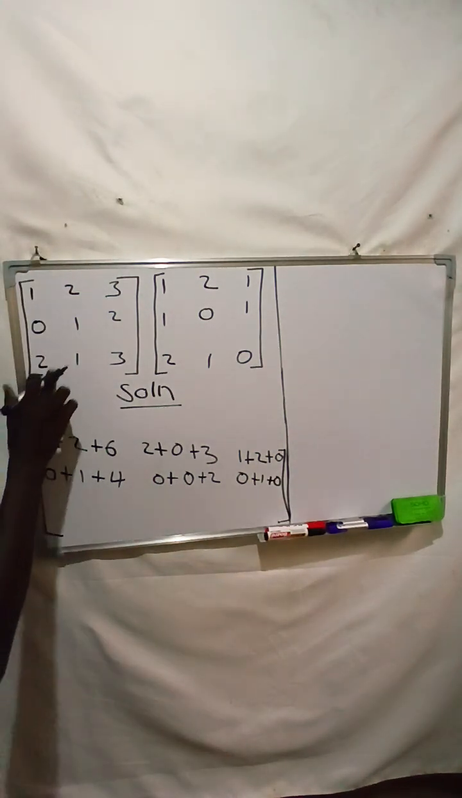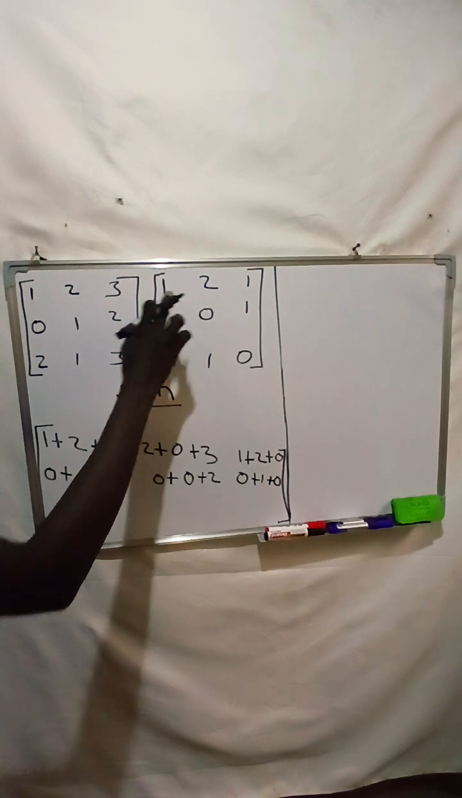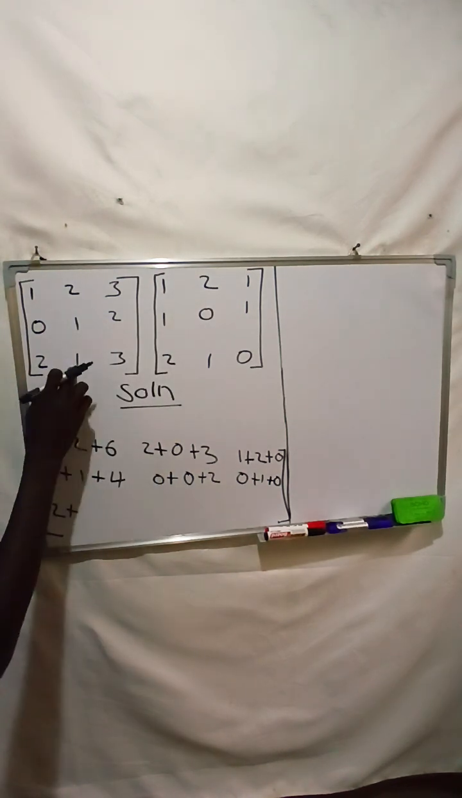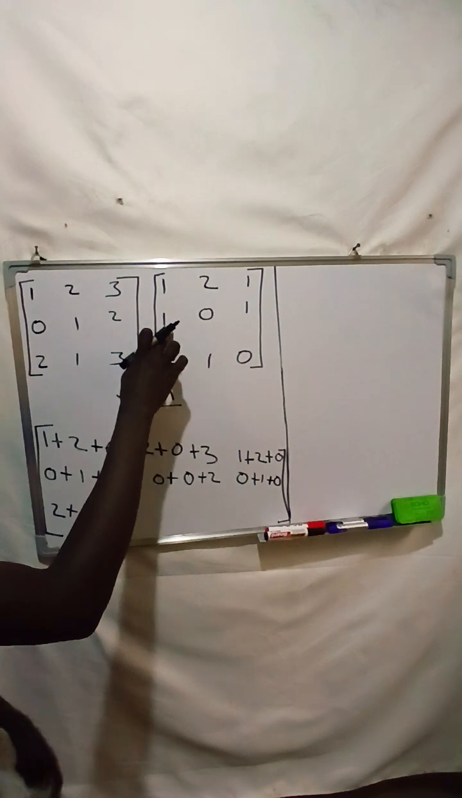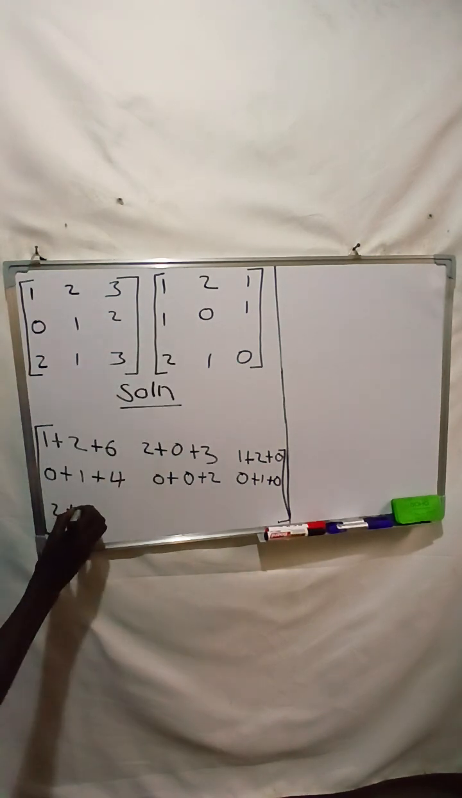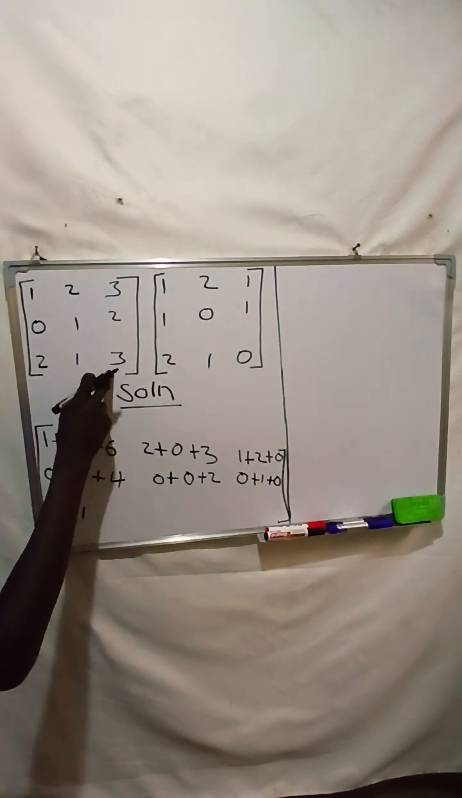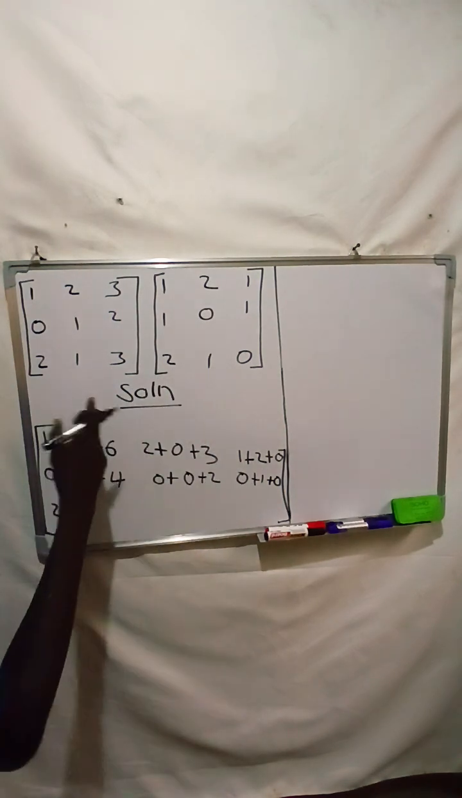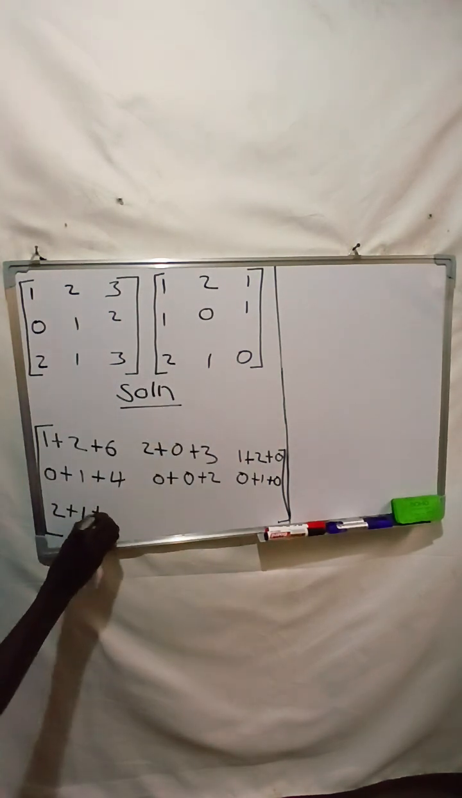How about 2 multiplied by 1? I think we're getting 2, right? Having 2 plus. How about 1 multiplied by 1? I think we're getting 1, right? Okay, we're getting 1 here. How about 3 multiplied by 2? I think we're getting 6, right? Okay, we're getting plus 6.